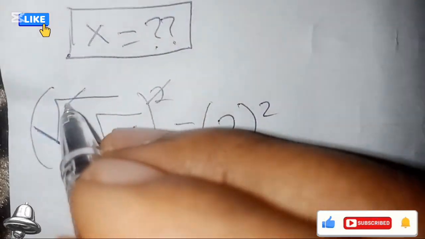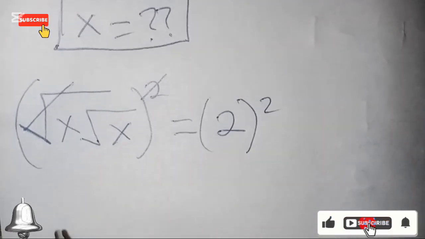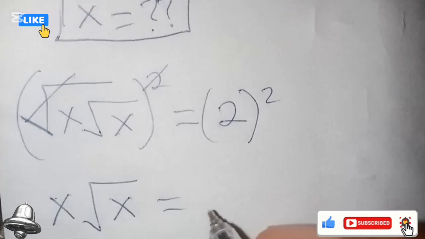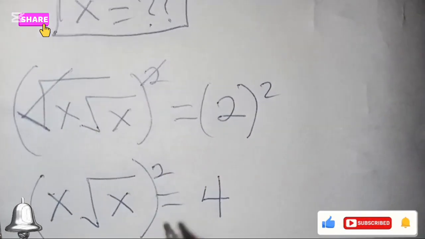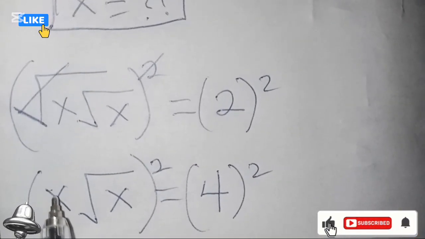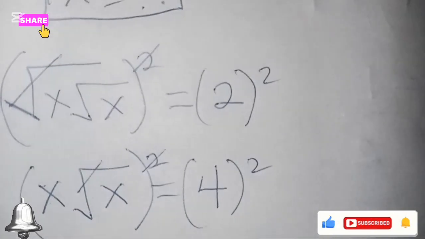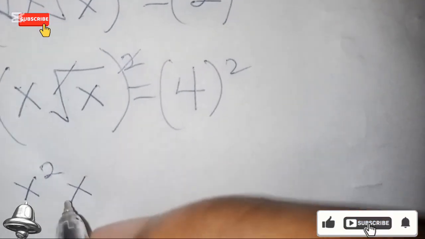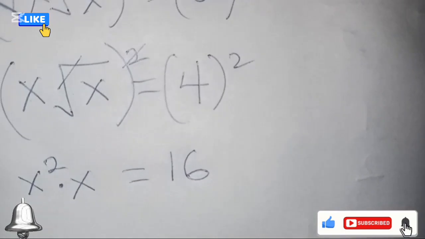Now this square has to cancel this first square root. It has no business with this one inside. So this gives us x square root of x equals 4. Okay, we square again, and then we square here again. Now this time around, this has to do with this and this. So this square cancels this square root, making this squared, and just x equals, this gives us 16.